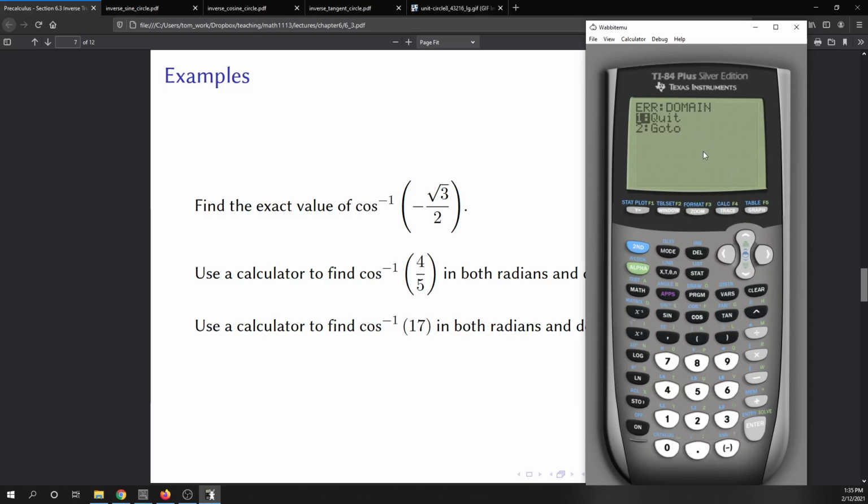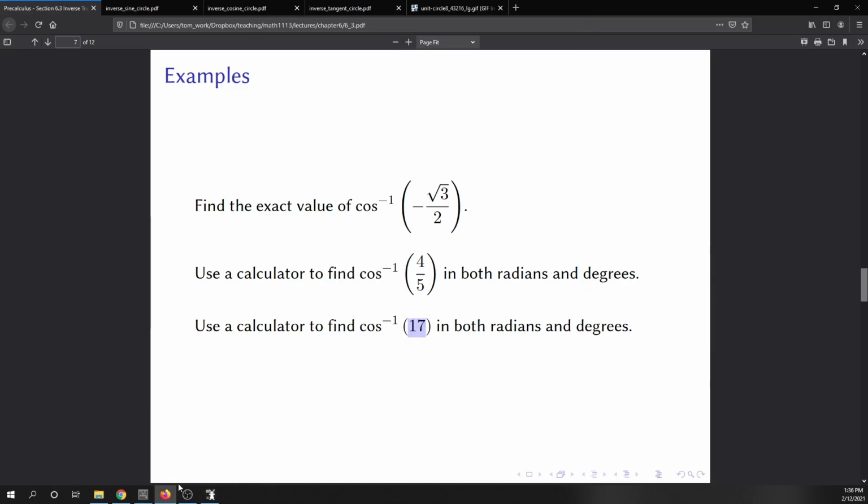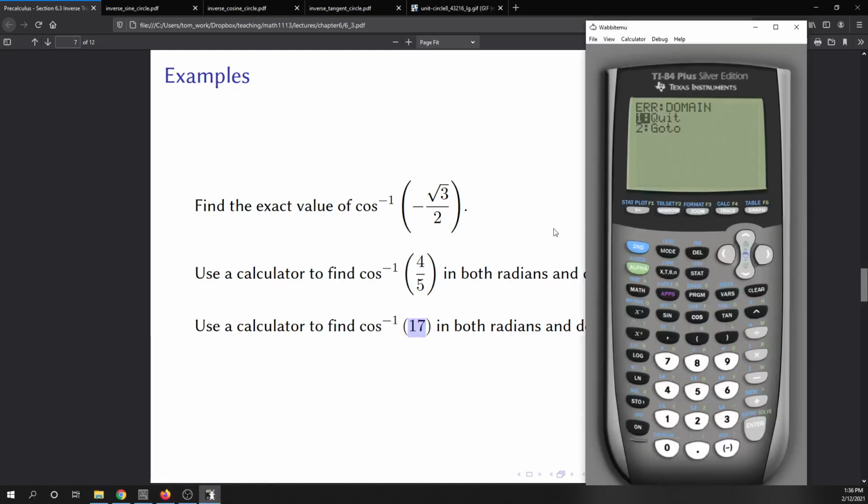And that's why I did the other thing as well. And the problem with this, I forgot I had put this example here. The problem with inverse cosine of 17 is that it is not in the domain. So you can see I get this error here on my calculator. And so that's a problem.